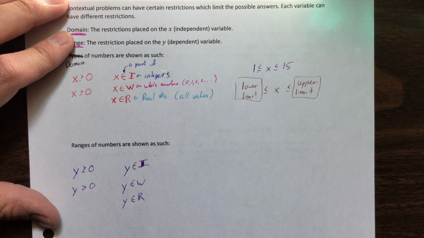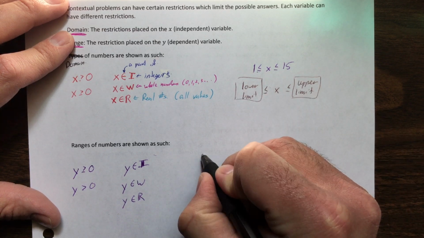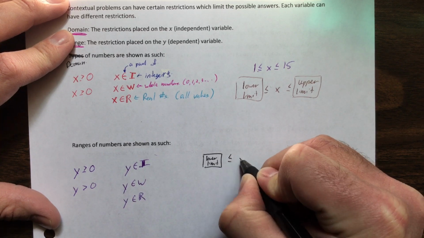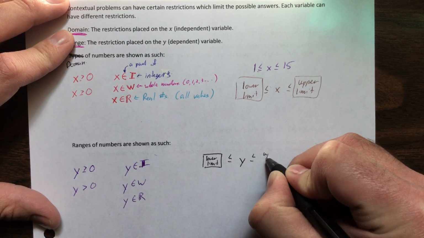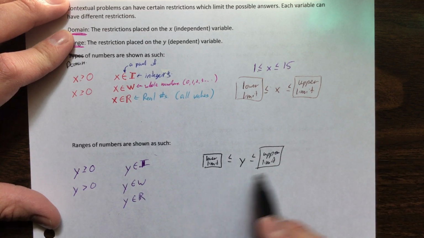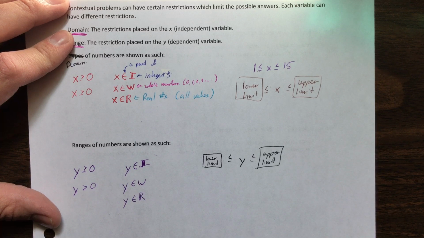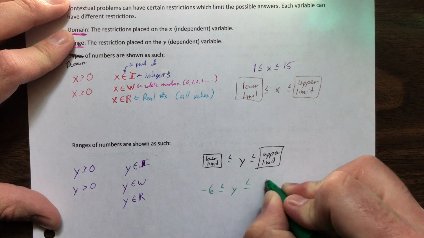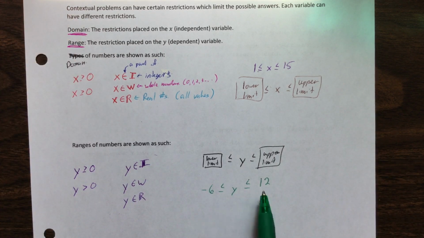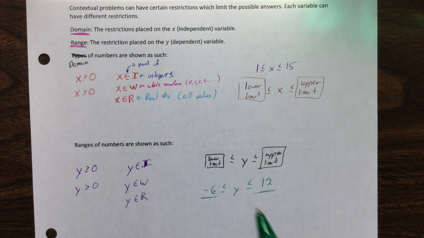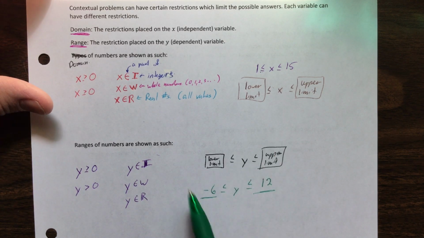In the same way that we did before with this here, we could also have a lower limit less than or equal to y, which is less than or equal to our upper limit. So we could have the same thing, and now let's say with y, we have something like -6 is less than or equal to y, which is less than or equal to 12. That just means that our y value has to be between -6 and 12. Those are the only values that work. There's our lower limit, there's our upper limit. And so it's important to understand how to write this out.